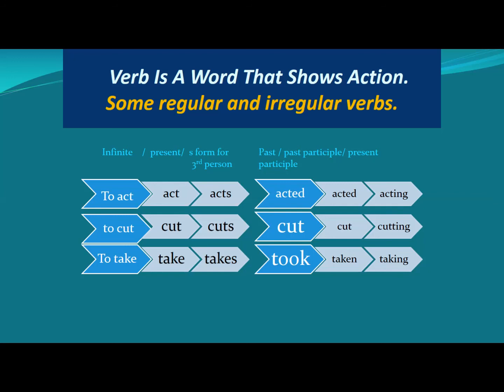Then to take, it is also an irregular verb because it has different forms in different times. Take, takes, took for the past, taken for the past participle, and taking for the present participle. So these are the different forms of the verbs. There are so many forms of verbs. We will tell you in another lesson when we do the tenses.